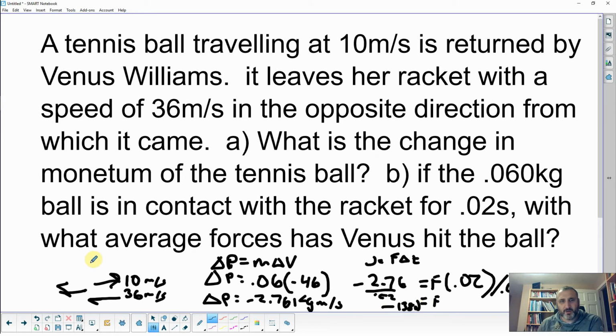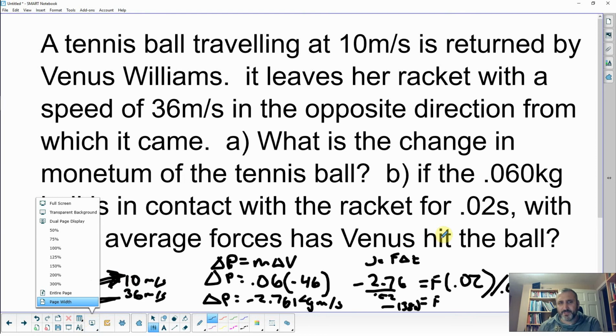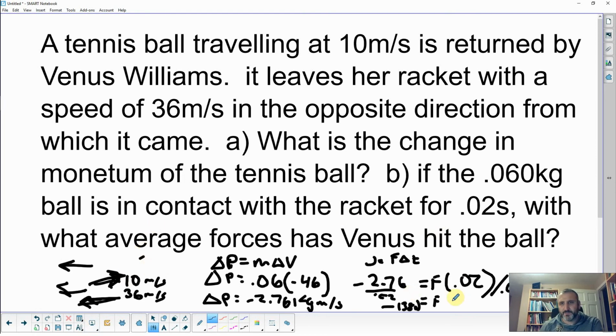So that would mean that her racket would be pushing that way with 138 newtons on a ball that was going initially to the right and then finally to the left. So I hope that makes sense. I'm sorry that my math is all kind of hidden down in the corner.